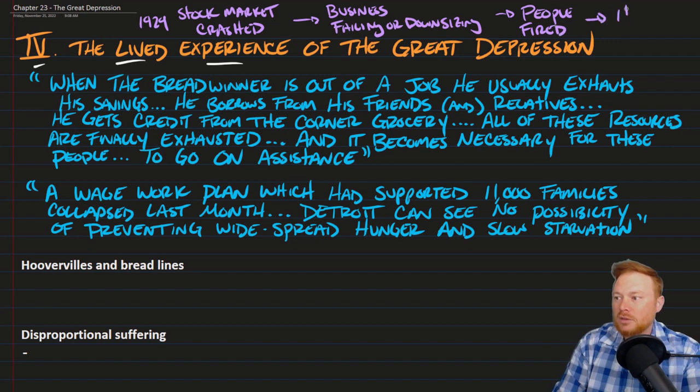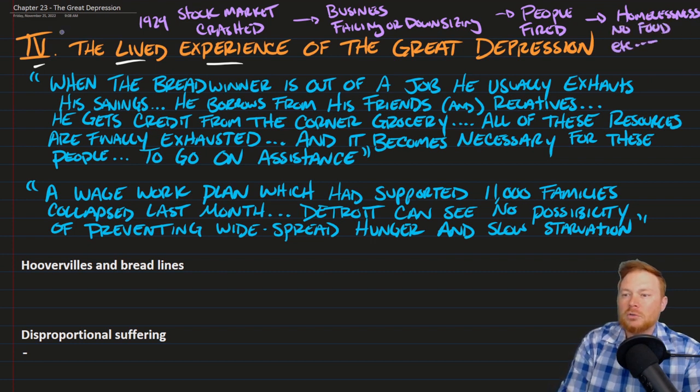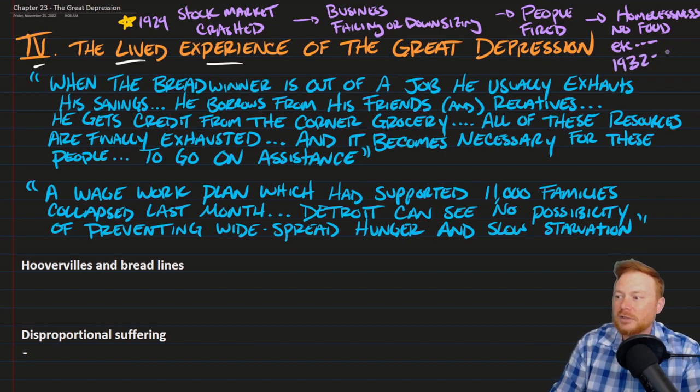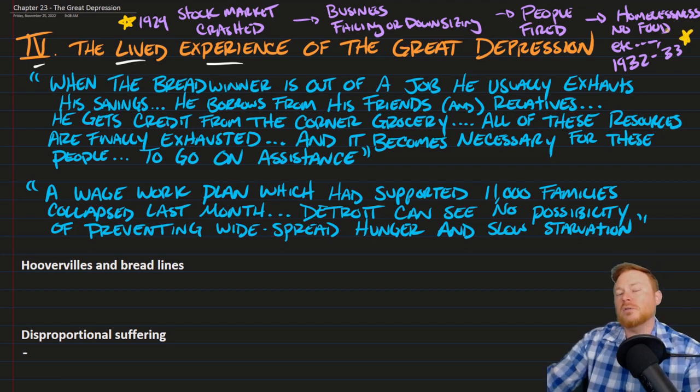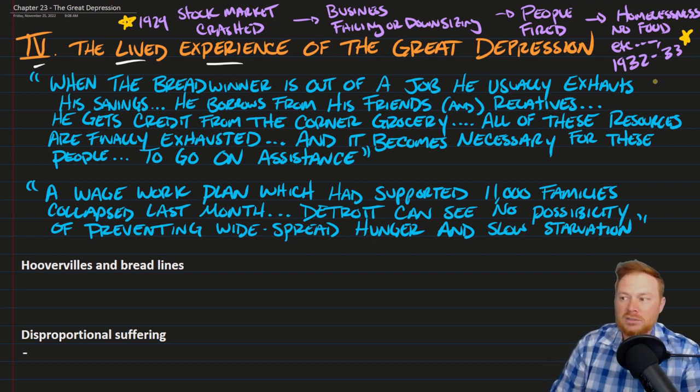And that's when the homelessness, lack of food, et cetera, et cetera. So even though we say that 1929 was the year that the stock market crashed, really the years of the Depression, at least the years of the depths of the Depression, it's not until 1932 and 1933, right? It takes a little while for the Depression to get to Americans, but by 1932, 1933, it's there.